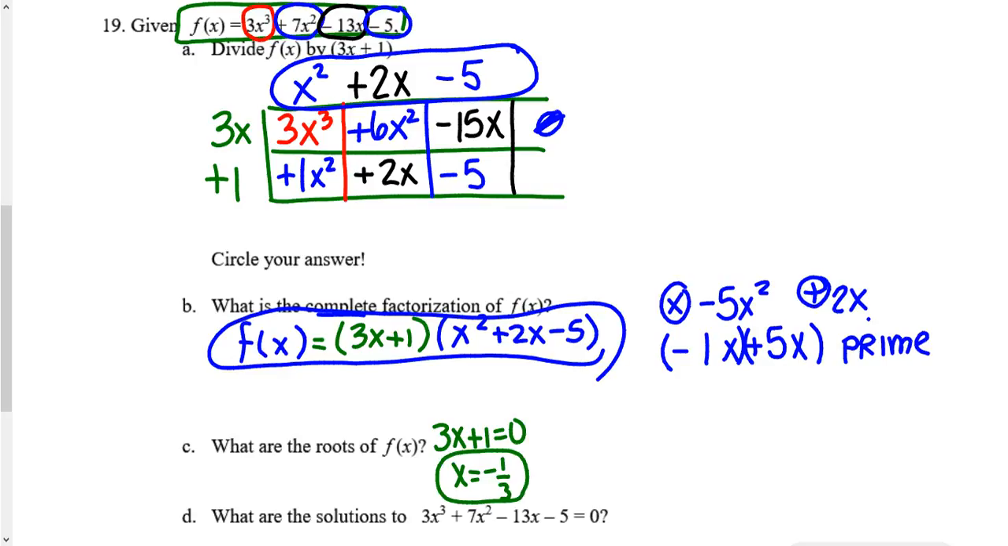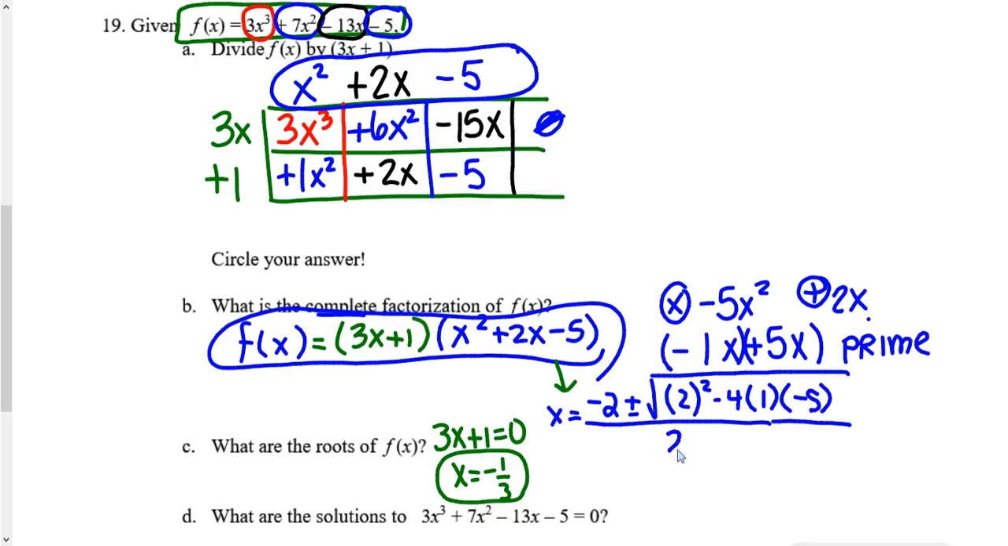Now, just because this was prime doesn't mean I can't still solve it. I'm just going to have to use the quadratic formula to solve it. So I have the formula there. I've got x equals the opposite of b, so negative 2, plus or minus the square root of b squared, so 2 squared minus 4ac, and all that was underneath the square root, all over 2a.